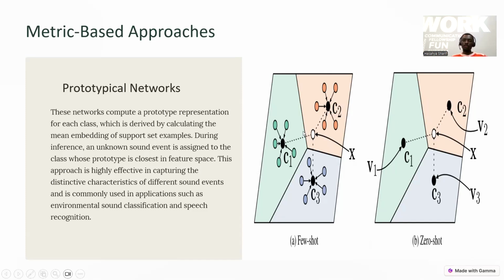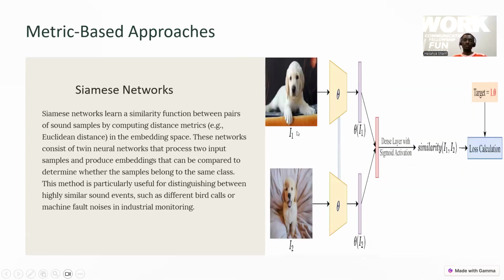Next is the Siamese networks. These use similarity functions between pairs of sound samples, and they are mainly applied in situations where we want to categorize highly similar sound events, such as a barking dog and a howling wolf. They almost have the same sound, so you can use these Siamese networks to categorize each of them.